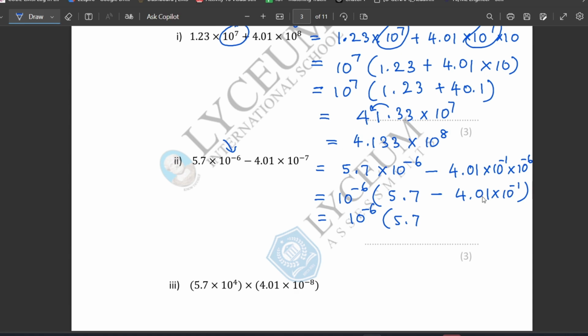Now this is a minus power, so it should be much smaller. So I have to take this side. 0.401. Okay, now I have to subtract. Here I have 9. Here I have 6. 5.